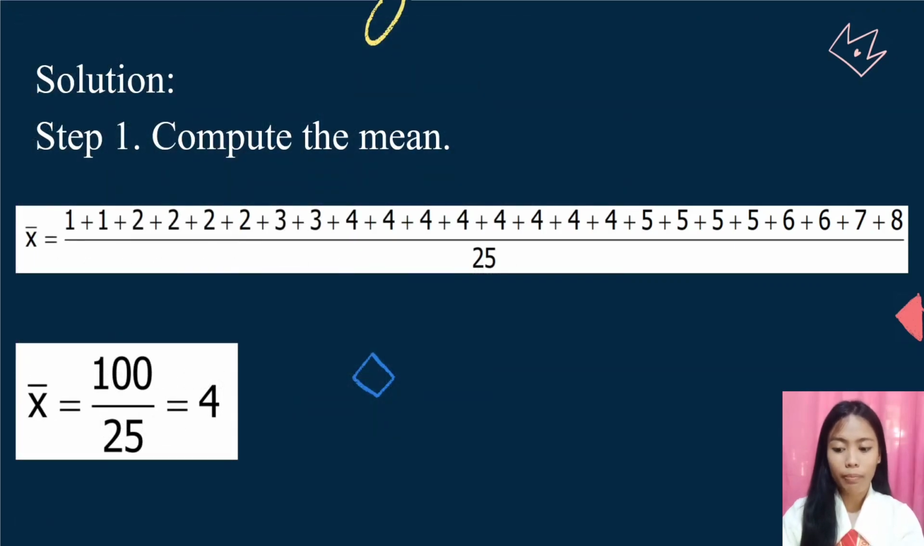Compute the mean. In finding the mean, we are going to add the identified ages given by the example and divide it by the sample of 25 children. Mean equals 100 divided by 25 equals 4. Therefore, our mean is 4.